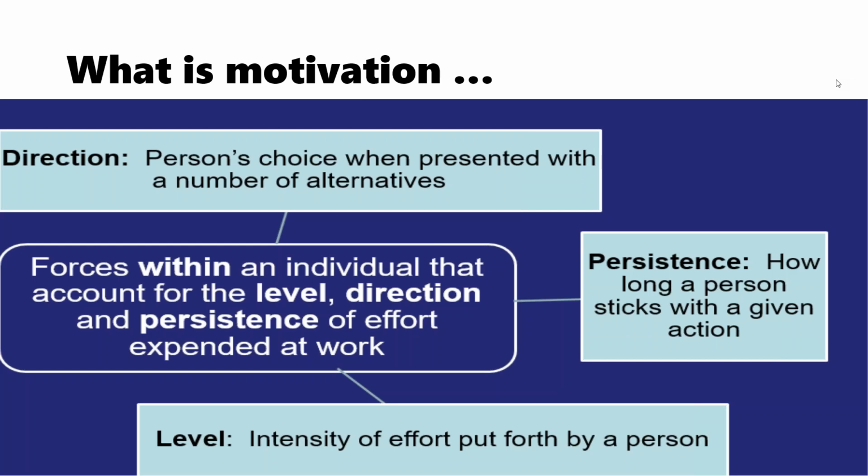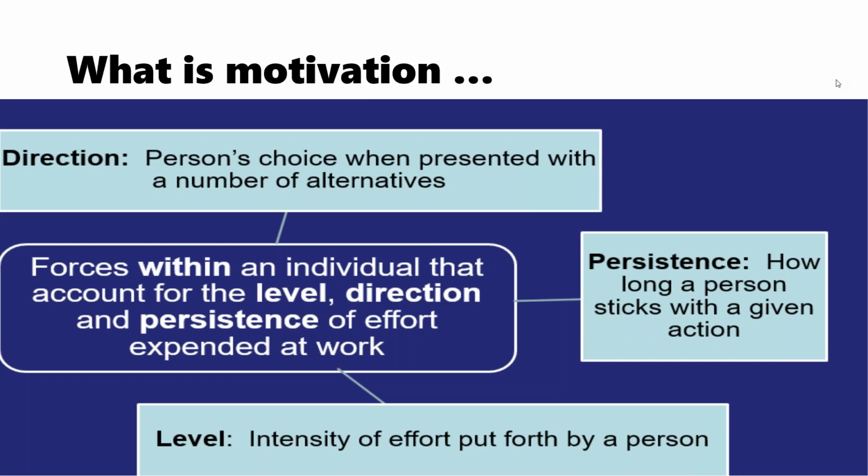The second dimension is persistence. That's how long somebody sticks at a course of action. So if people give up at a very early stage or perhaps procrastinate and put something off for a period of time, then we could argue that they lack persistence motivation. So that's another dimension. And the third dimension down the bottom there is the dimension of level. That's the level of intensity that people put into the work that they're doing. So are they working flat out? Are they completing roles or jobs or projects in the least amount of time?